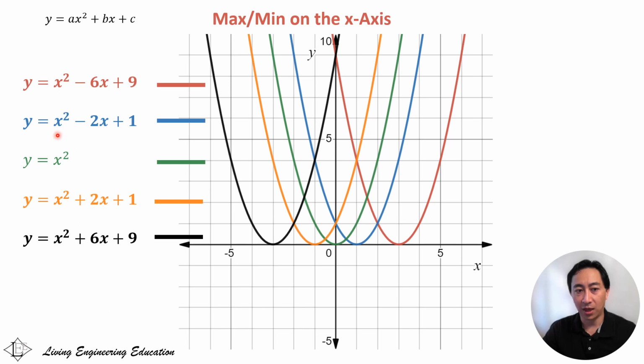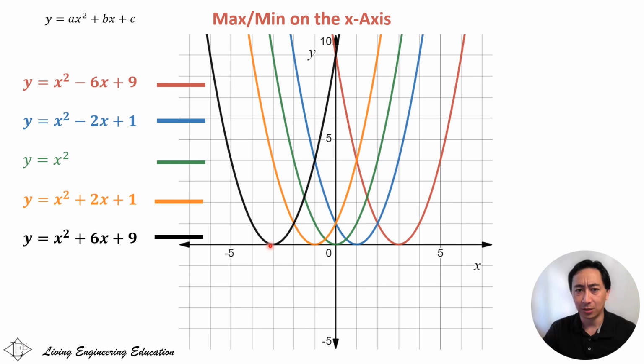Here we have x squared minus 2x plus 1. We should have an intersection at x equals positive 1. And then if we change the sign of our b term, right? So right here is x squared plus 2x plus 1. So just the sign changed here, we would get a negative 1 intersection. And over here we would get a negative 3 intersection.